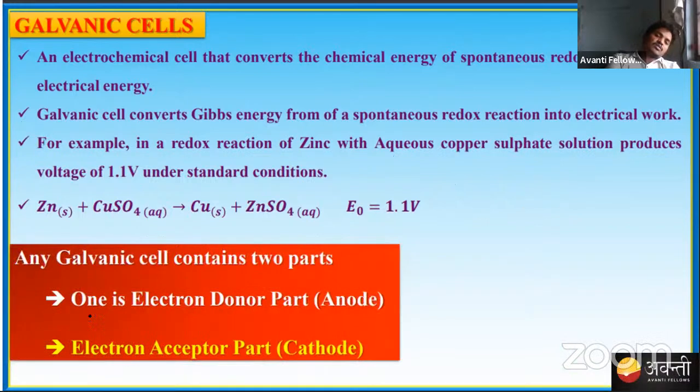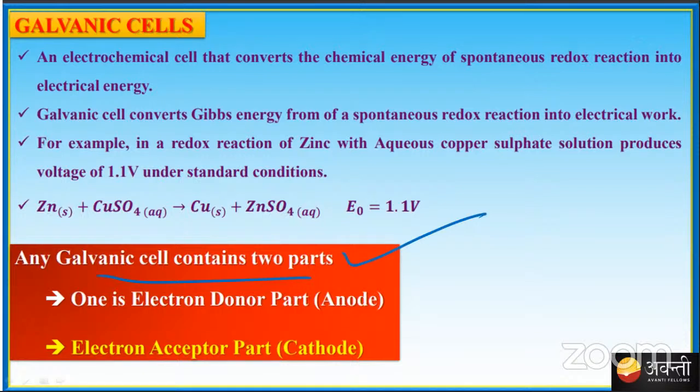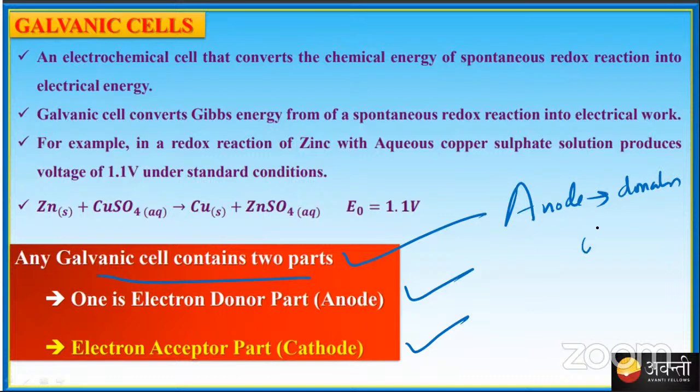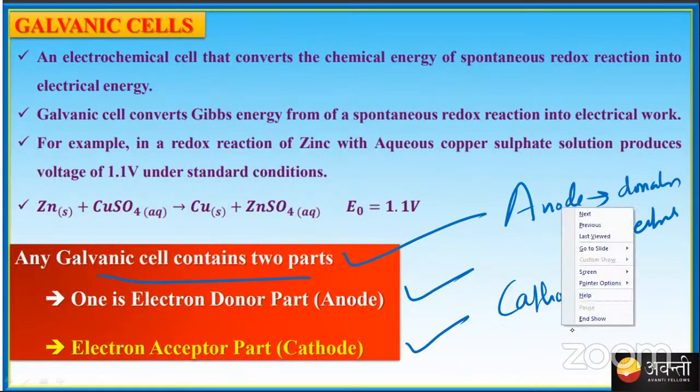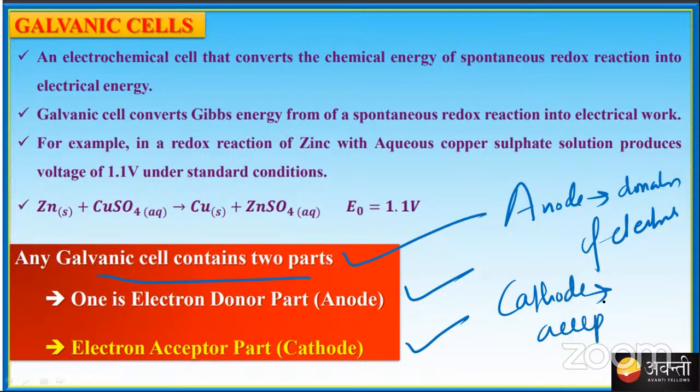Now basically a galvanic cell consists of two parts. What about the galvanic cell? A galvanic cell has two parts: one is the anode part and another one is the cathode part. Anode is nothing but donation of electrons, right? And cathode is nothing but an acceptor. Cathode is nothing but an acceptor.